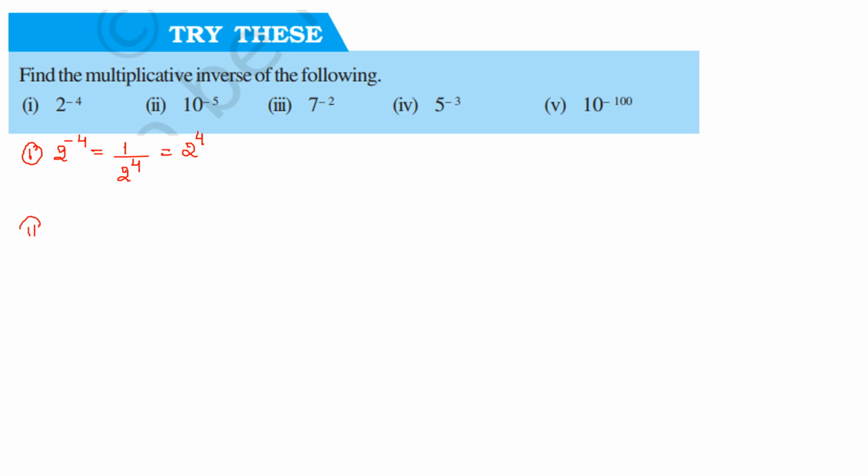Now same way, if you have to find the multiplicative inverse of 10 to the power minus 5, this also you can write as 1 by 10 to the power 5, and the reciprocal of this will be 10 to the power 5.